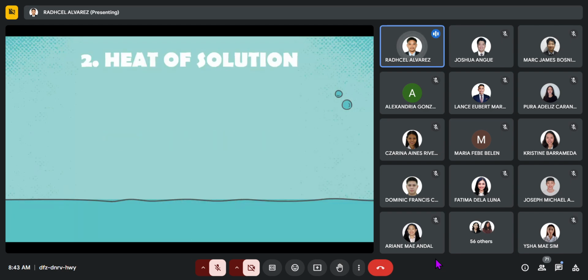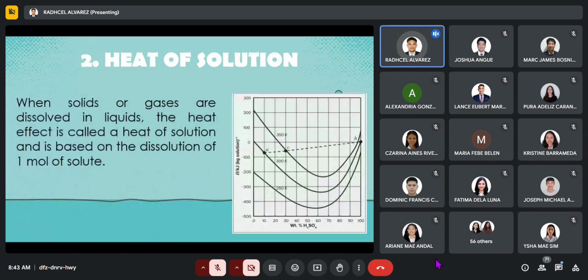So, let's continue with our last topic, the heat of solution. For this one, we are concerned with the solutions na. So, when solids or gases are dissolved in liquids, the heat effect is called the heat of solution, and based on the dissolution of 1 mole of solute. So, actually, this heat of solution ay para lang tayong nag-Hess law. Kung familiar kayo sa Hess law, yun lang din ang gagawin natin for this one.